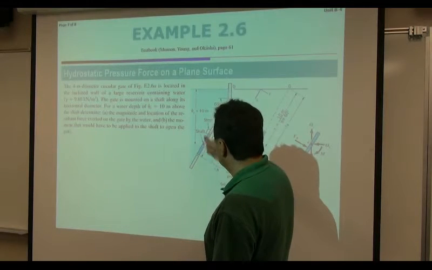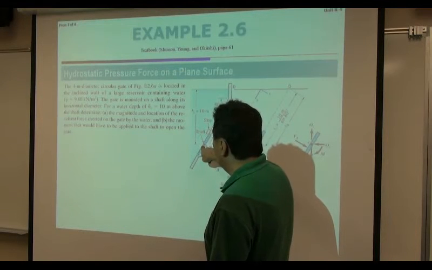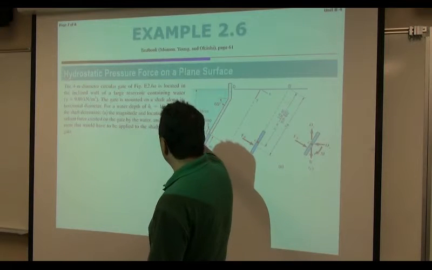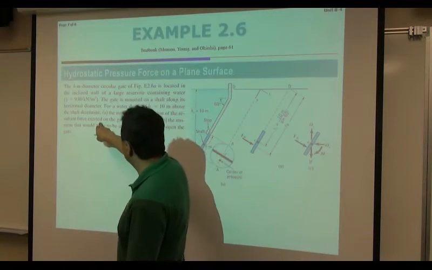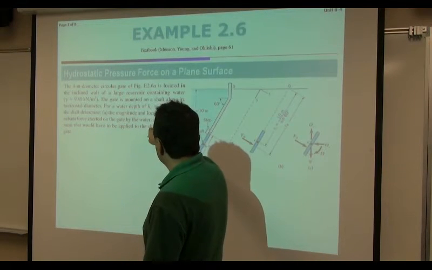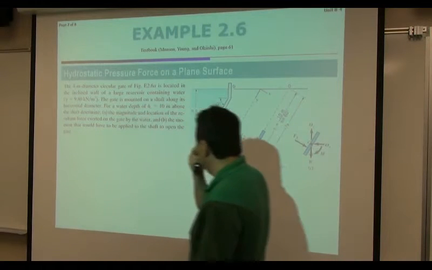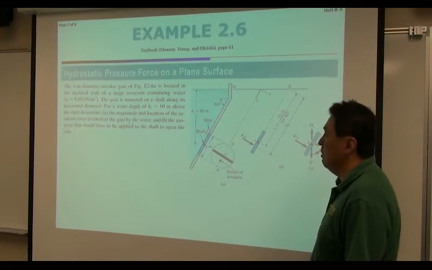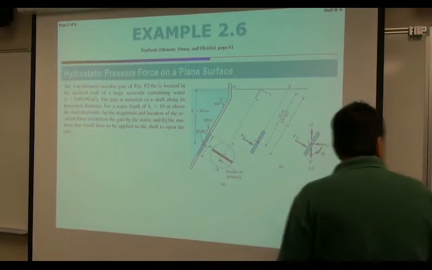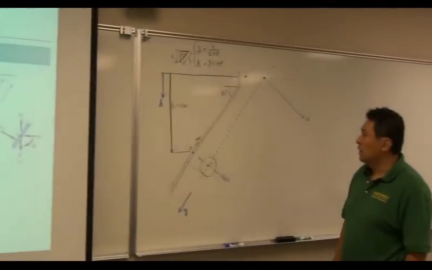For a water depth of 10 meters to the shaft, determine two things. A, the magnitude and location of the resultant force exerted on the gate. Second one, B, the moment that would have to be applied to the shaft to open the gate. Okay. Let's take a look at the same exact picture on the whiteboard.